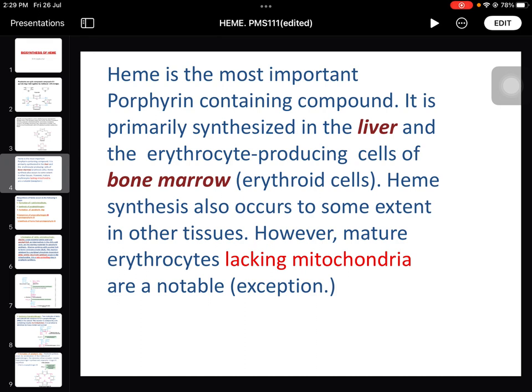So, what is so-called heme? Heme is the most important porphyrin-containing compound. It is primarily synthesized in the liver and erythrocyte-producing cells of bone marrow, that is erythroid cells. Heme synthesis also occurs to some extent in other tissues also. However, mature erythrocytes, which lack mitochondria, are a notable exception.